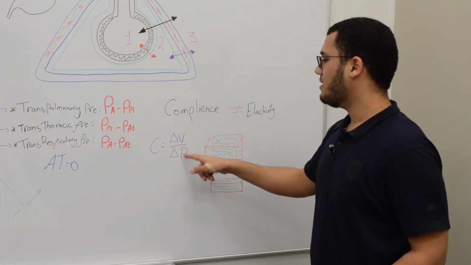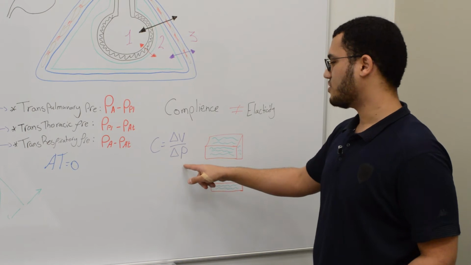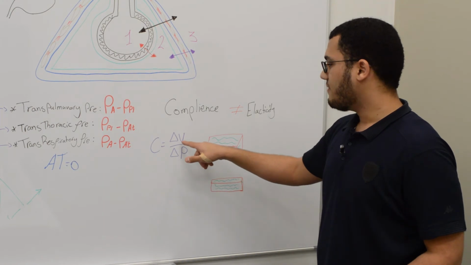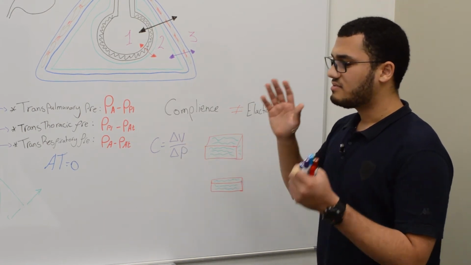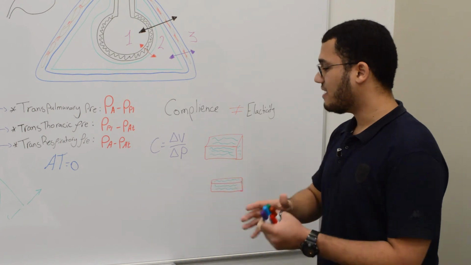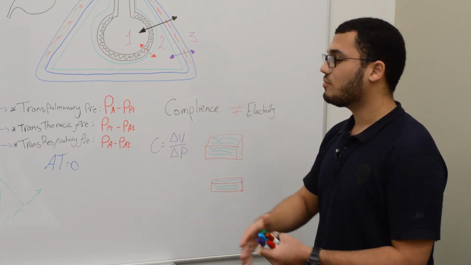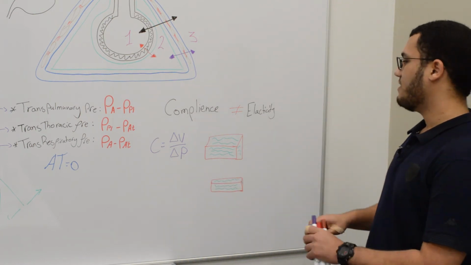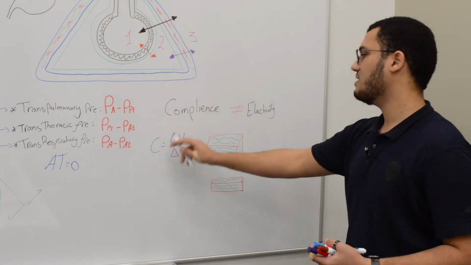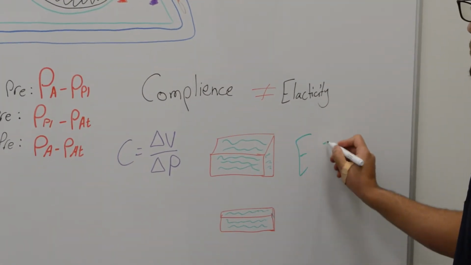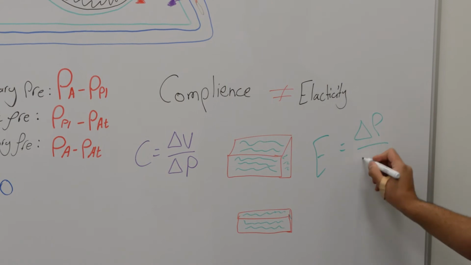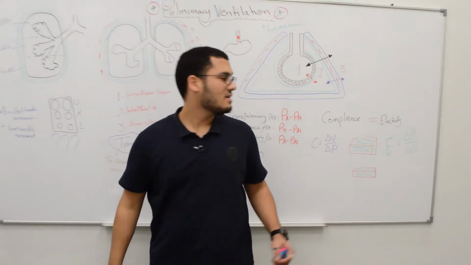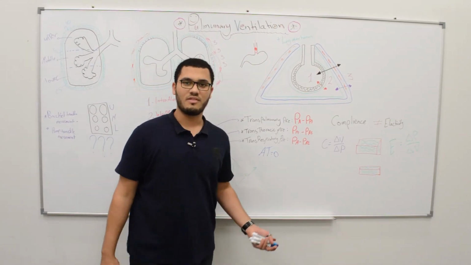So the compliance will equal the volume over the pressure. Imagine the pressure is 2, and if you can put a very large volume, like 10, inside the same pressure, that means more compliant. Less volume means it's less compliant. If you go also to the elasticity formula, we said it's opposite to each other, so the elasticity will equal the pressure over the volume.